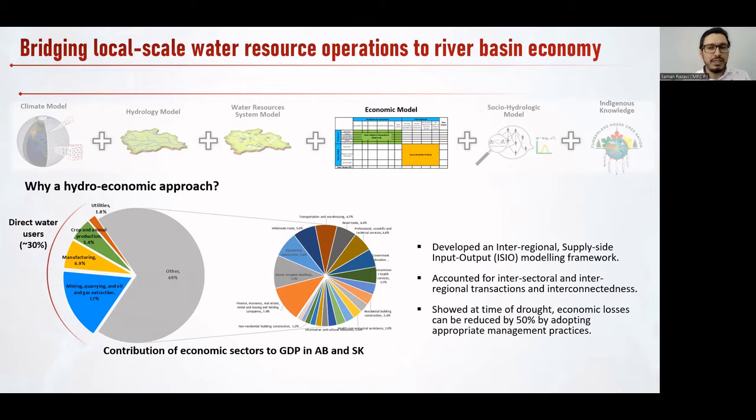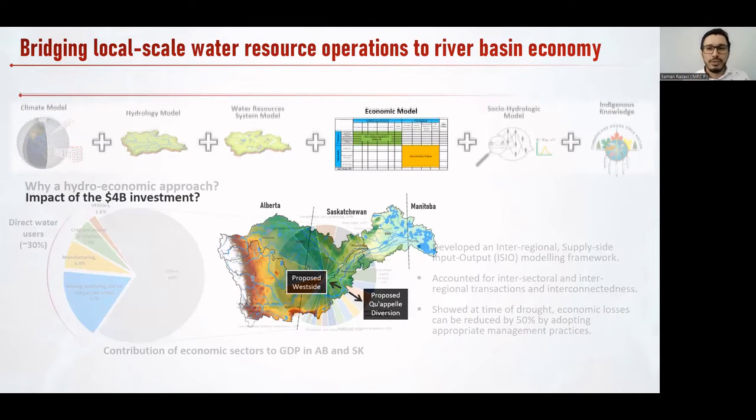So the rest of the economic sectors are also connected to water, but indirectly by their connection to these water using sectors. But often, or perhaps almost always, in the engineering approach, we ignore those intersectoral interactions that can be quite important. And basically, we saw the need to bring the full economy to water resources modeling and account for all intersectoral and interregional interactions. And we accomplished this by integrating macroeconomic models like input-output models to water resources systems models.